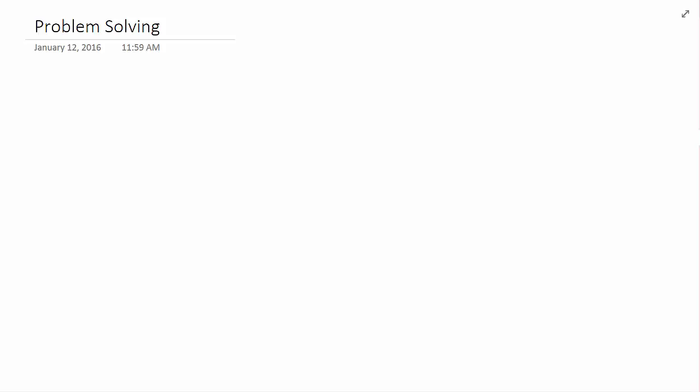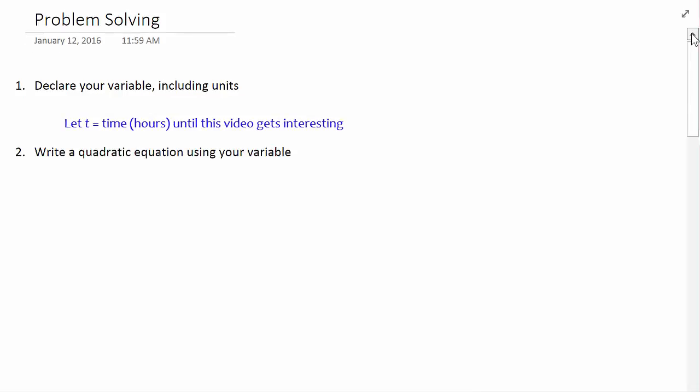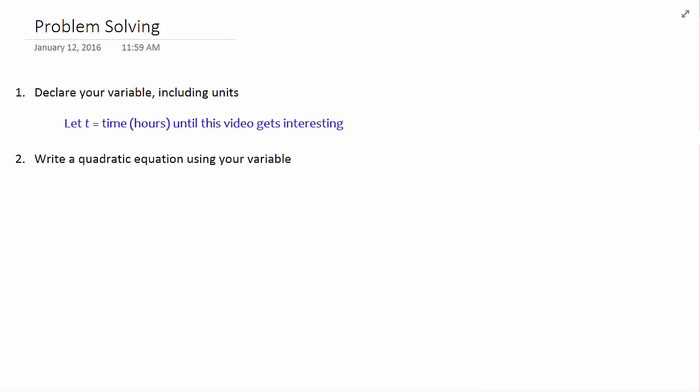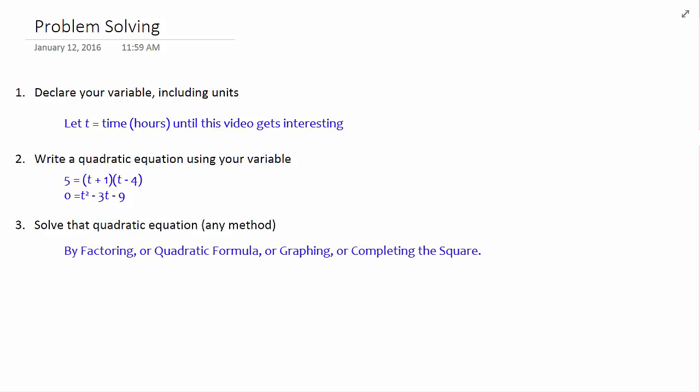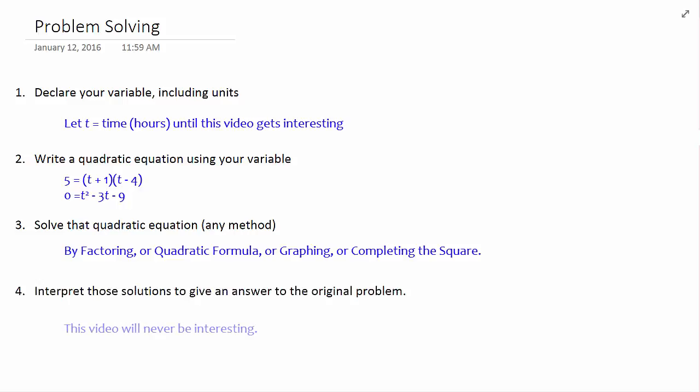So I propose using the following four-step process. Number one, declare your variable including units. Number two, write a quadratic equation using your variable. Three, solve that quadratic equation with any method. And four, interpret those solutions to give an answer to the original problem.